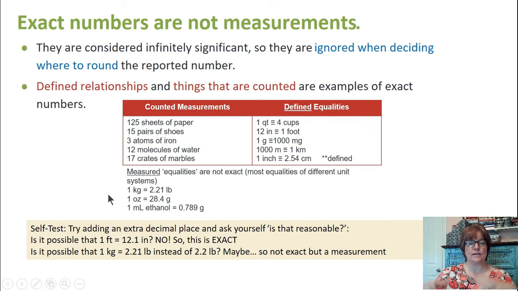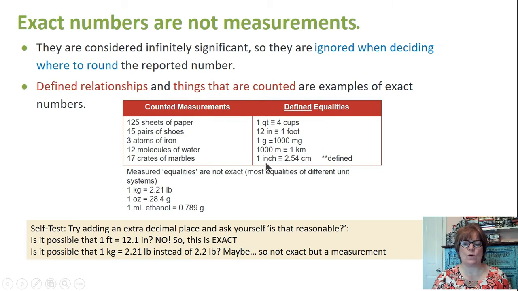I begin with an exactly 1 kilogram. I put it on a scale and I measure it. This 2.21 is a measurement. That's going to have significance. So this has 3 significant figures. So I say, is it possible that instead of 2.2, it's 2.21? Maybe. Or instead of 2.21, it's 2.216? Maybe. So if it can go on more decimal places, and I think that could be a reasonable answer, it doesn't mean I have to know that that's the answer. Is that a reasonable thing? Then that's going to be a measurement.